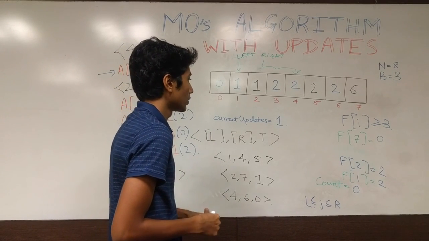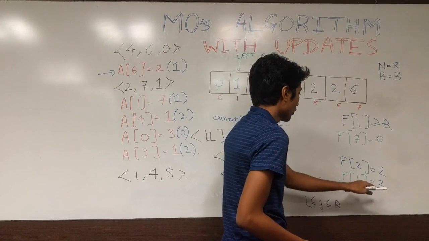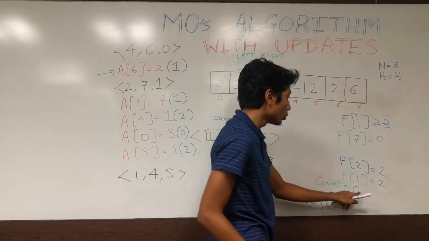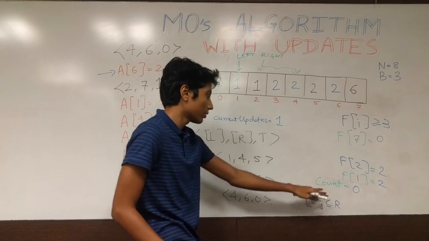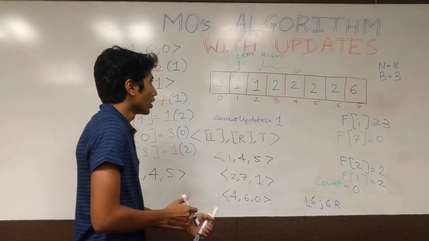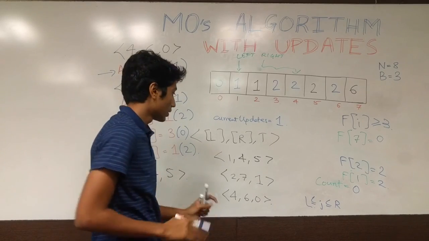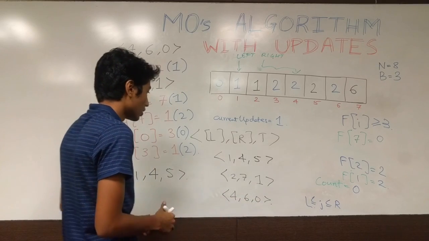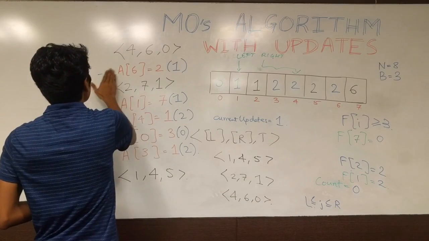So yeah, count is 0. Well, count became 0 actually because f of 1 was 3, but then when we made it 2, count should have been decremented, and so the answer for this is 0. Alright, the final query actually, and thank God it just has one rollback. So let's roll that back.